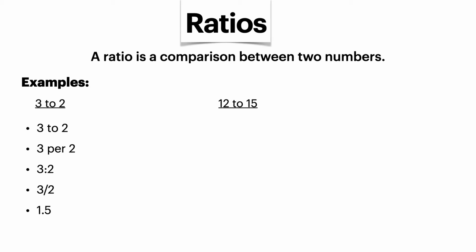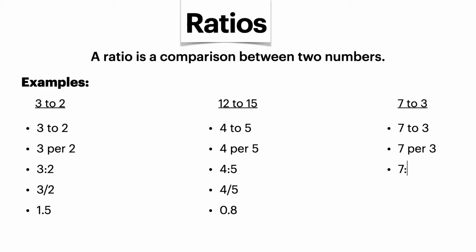Another example might be 12 to 15. This would be 4 to 5, 4 per 5, 4 to 5 with the colon there. 4 over 5 is a fraction, or 0.8, which would be the decimal representation. 7 to 3, 7 per 3, 7 to 3 with the colon there, 7 over 3, or 2.3 repeating. This has a repeating decimal, and that would be the way of representing it with a decimal. Those are all equivalent.